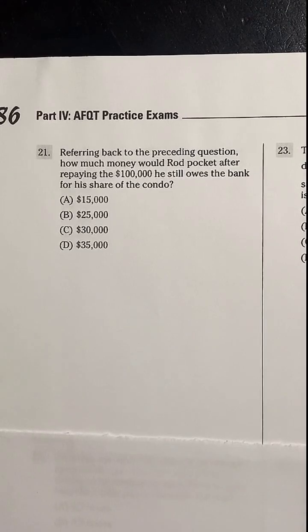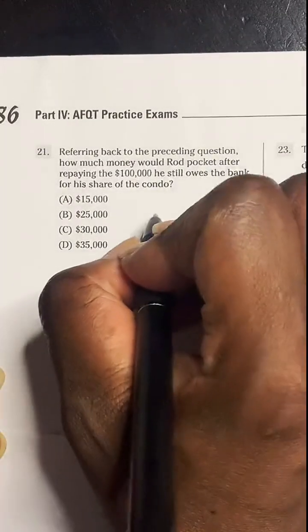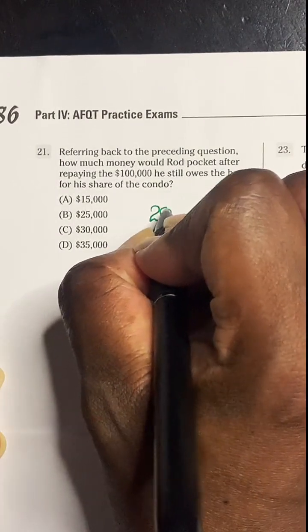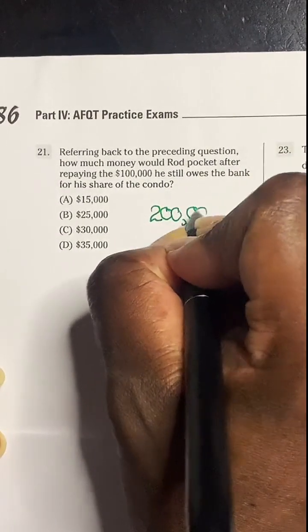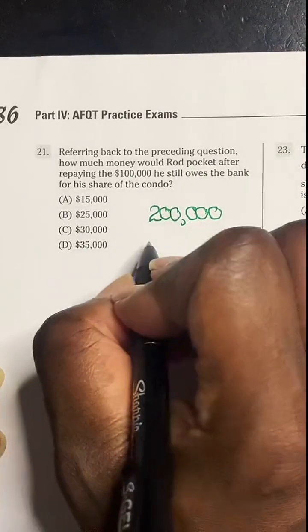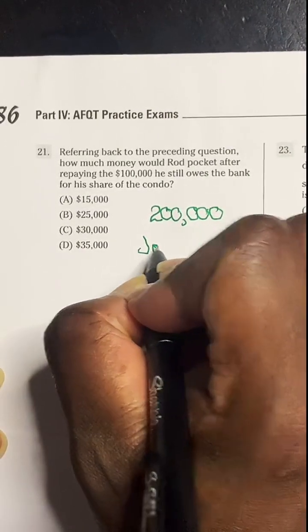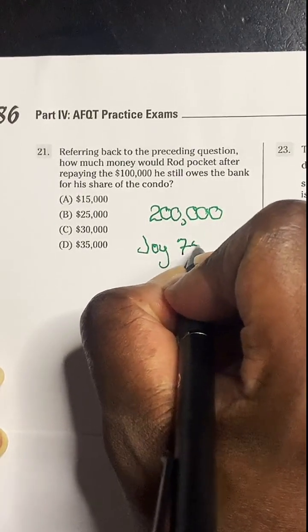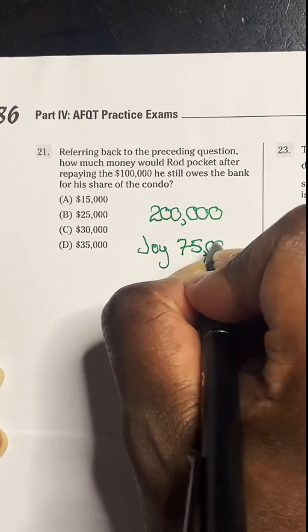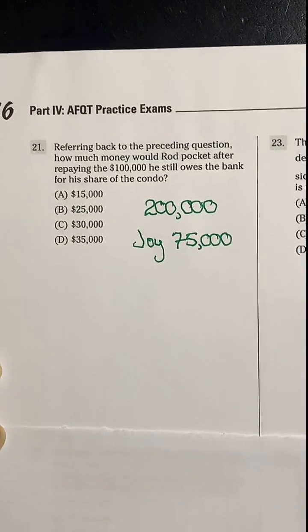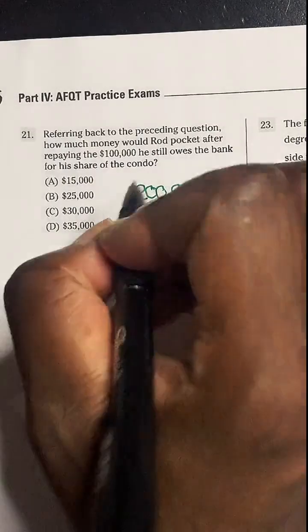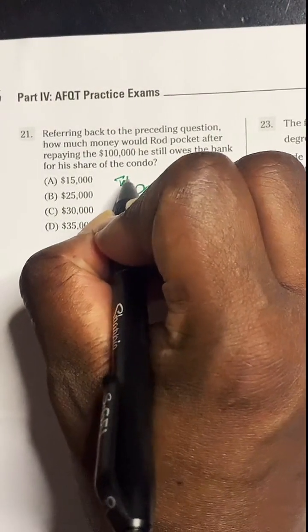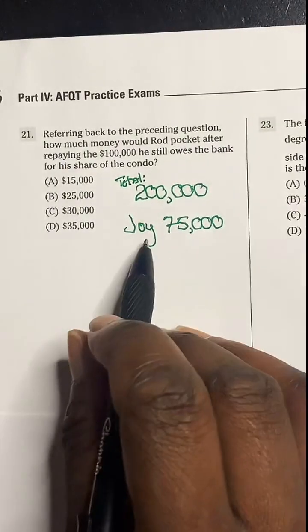All right, so first off, we know that the total amount was 200. That was the total amount, because I don't have to rewrite it over there. We know that Joy's amount, which we just found, was $75,000. Okay, so this is the information that we got from the previous. So this was the total. And this was Joy's amount.